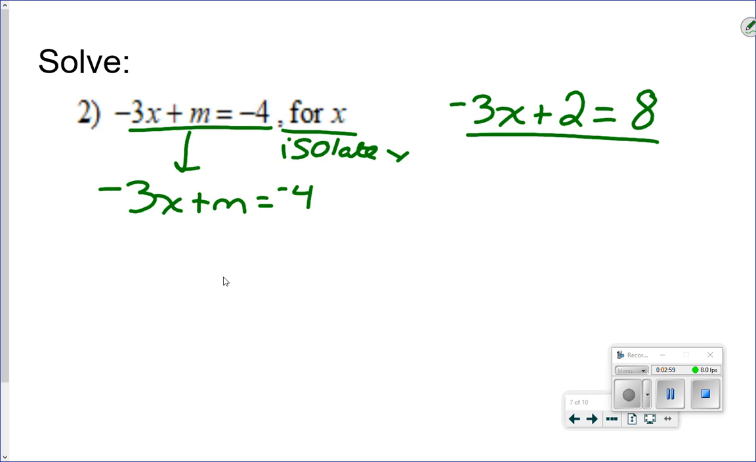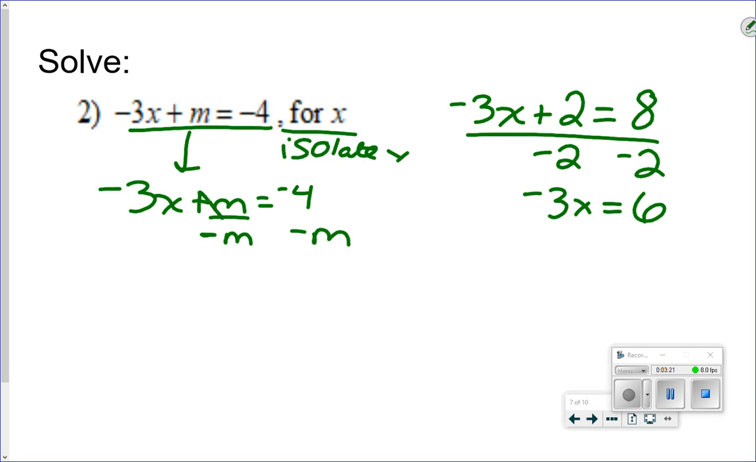If we're going to isolate x here, the first step we would do is subtract 2 from both sides. And you would get negative 3x equals 6. In this case, we don't have a number there. We have this m, but we're still going to do the same process. To get x by itself, we need to get rid of m. So we're going to subtract m from both sides. They'll cancel out here. I'll have negative 3x.